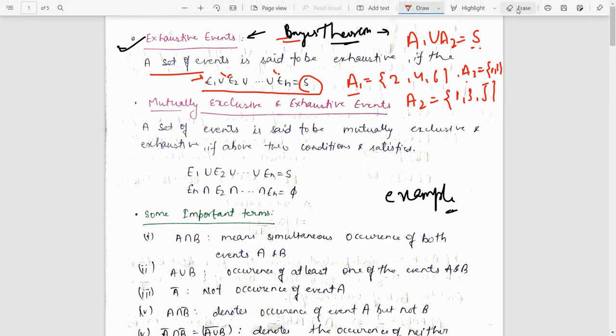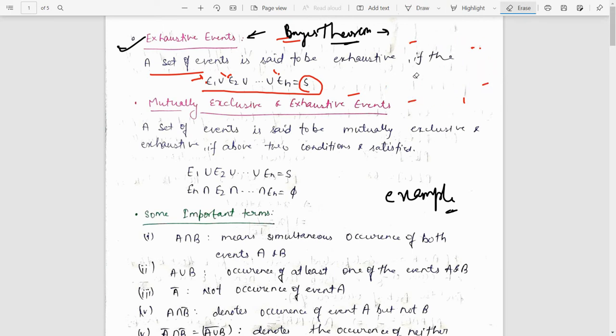This particular thing is very useful especially when you are trying to study Bayes theorem and total probability. So simply, for exhaustive events, just take the union of whatever events you have, and if you get your sample space, this is called exhaustive event.